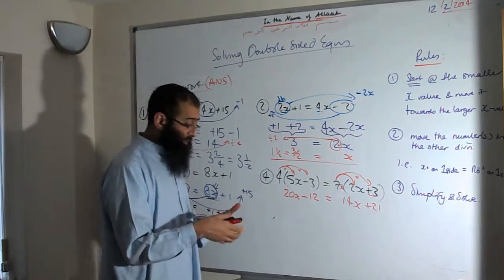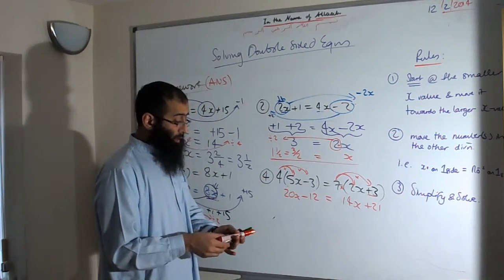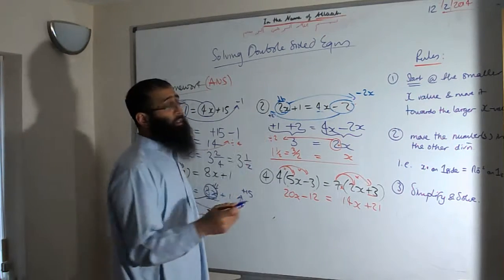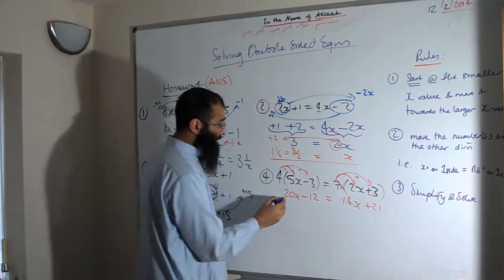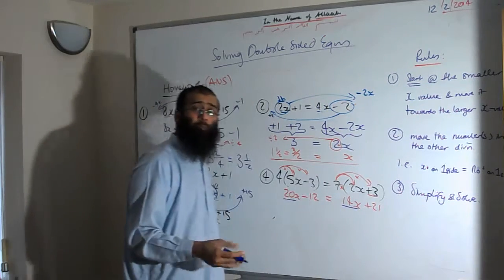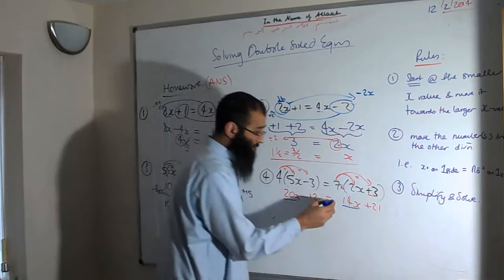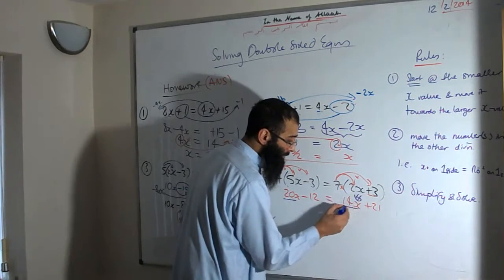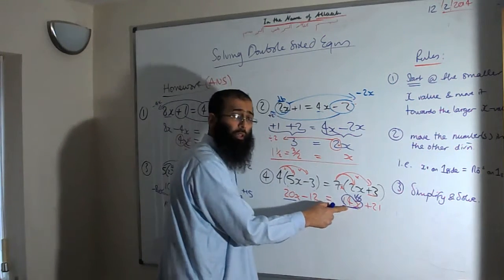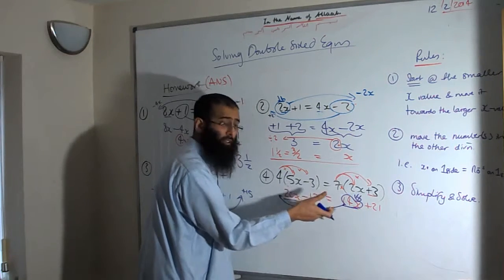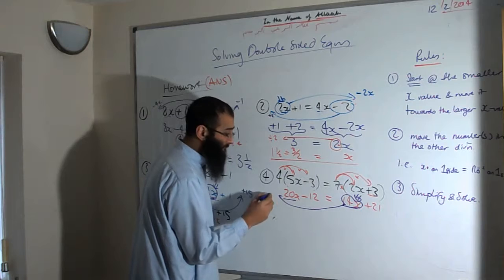We can now proceed with the question by following the rules. So the rules state we must start at the smaller x value. We have 20x and 14x. Well, 14x is the smaller x value compared to 20x. So we start here, 14x. We bring this towards the larger one. Change side from the right to the left becomes change sign.